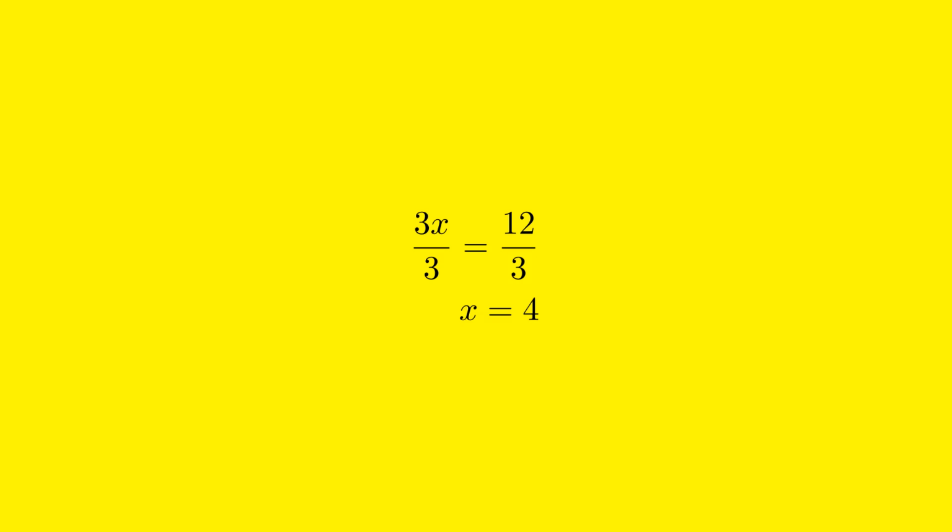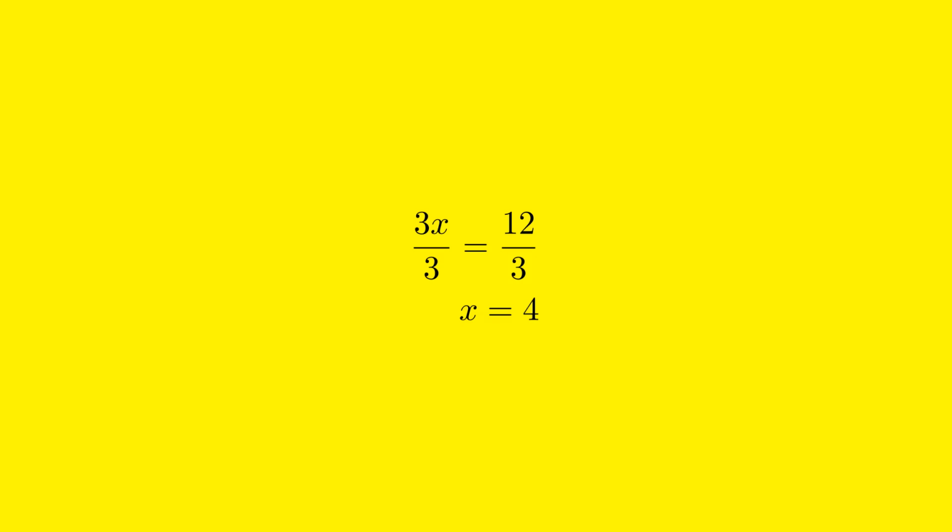This maintains the balance of the equation, as whatever we do to one side, we must do to the other side. Dividing the left side, we have 3 times x divided by 3, which simplifies to x, since 3 divided by 3 equals 1, and 1 times x is just x. On the right side, we divide 12 by 3, which gives us 12 divided by 3, equaling 4. Now the equation is simplified to x equals 4.